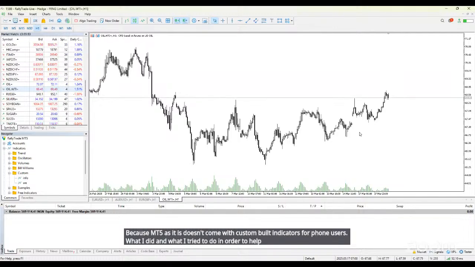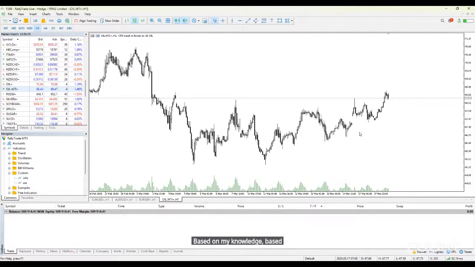What I did and what I tried to do in order to help people with whom I talked and trained, in this kind of events, was to build an algorithm that will actually draw, based on my knowledge, based on my experience for 17 years now, support and resistances on the chart right away. So let me give you this example.